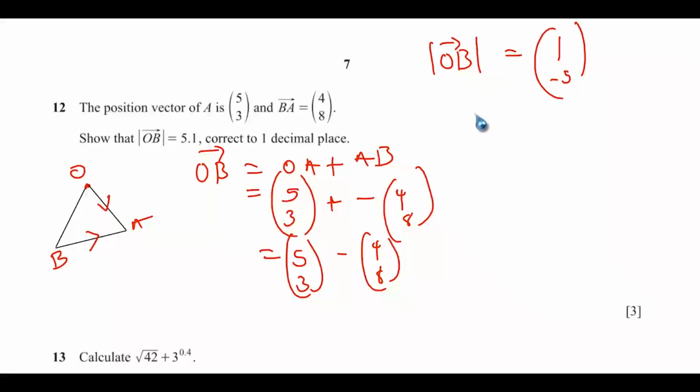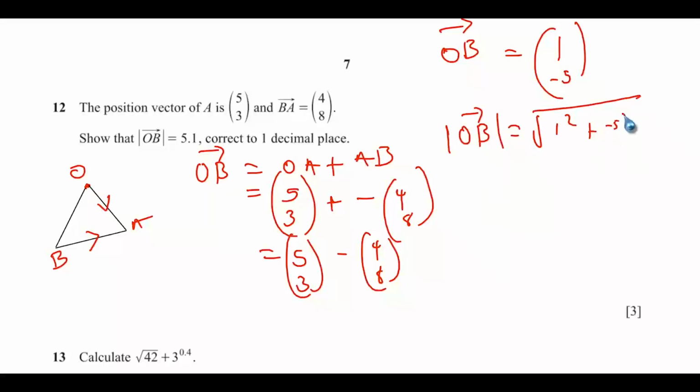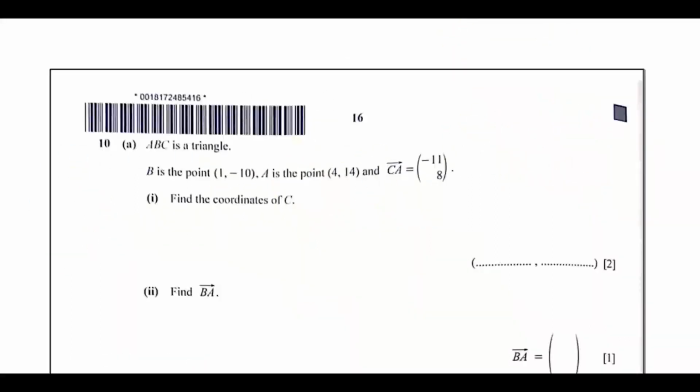Then we need to find the magnitude of this vector. So the magnitude, this is vector OB. The magnitude of OB will be equal to the square root of 1 squared plus negative 5 squared. So if you do this, you will get 5.1 correct to 1 decimal place. So that is how to deal with that question. So let's go to the next question.